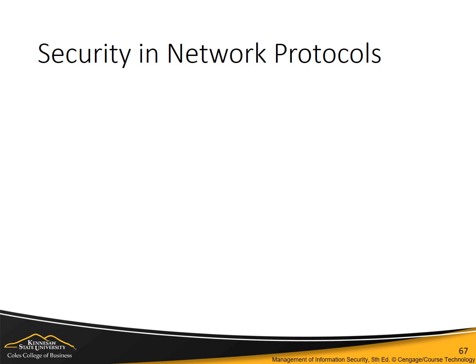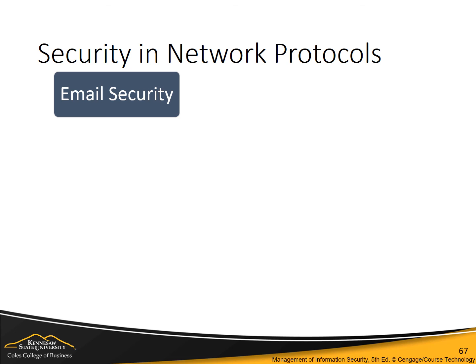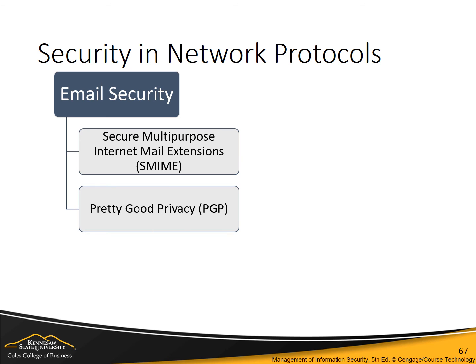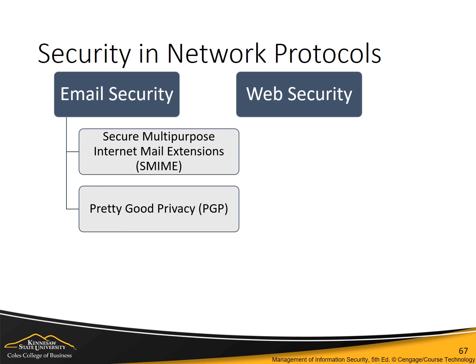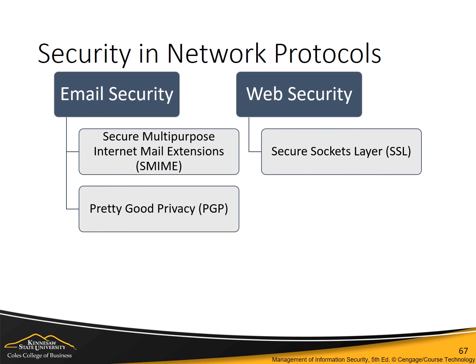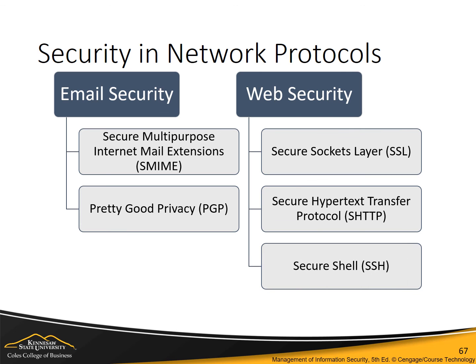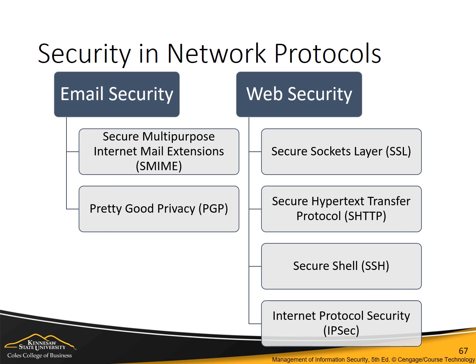As an InfoSec professional, you want to integrate security throughout your network. For instance, for email security, you may use Secure Multipurpose Internet Mail Extensions, S/MIME, or Pretty Good Privacy, PGP, among other choices. For web security, you might use Secure Sockets Layer, SSL, the little lock you see at the top of a secure e-commerce site, for instance, Secure Hypertext Transfer Protocol, or S-HTTP. Secure Shell, SSH, you might use for transferring files, and Internet Protocol Security, or IPSEC.